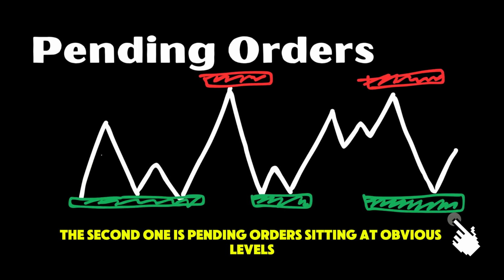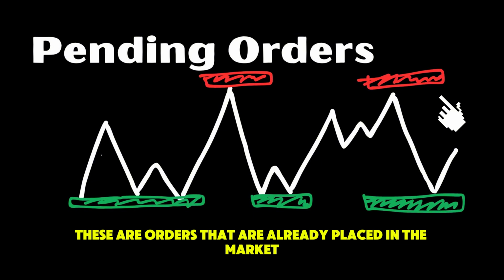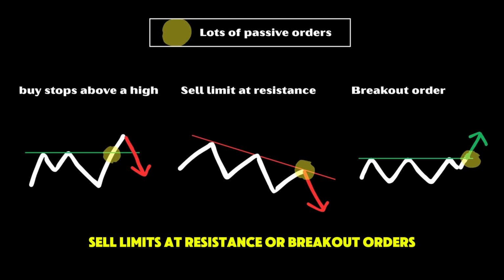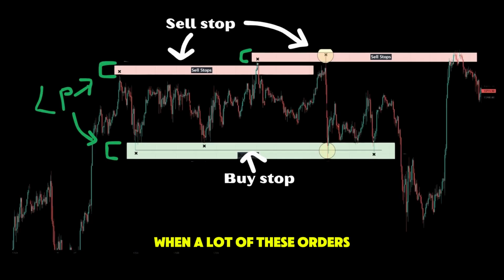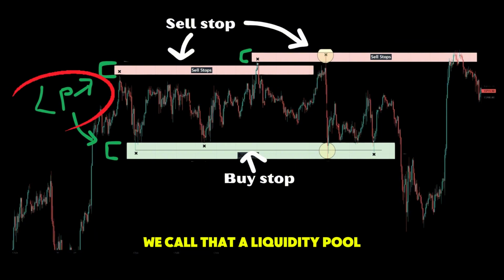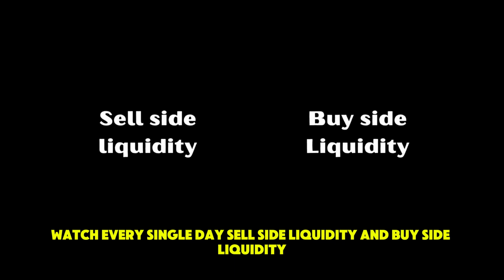The second one is pending orders sitting at obvious levels. These are orders that are already placed in the market but haven't been filled yet, like buy stops above a high, sell limits at resistance or breakout orders. They are just waiting for price to reach them. When a lot of these orders, both stop losses and pending orders, are clustered together in an area, we call that a liquidity pool. There are two main types of liquidity pools that professional traders watch every single day: sell side liquidity and buy side liquidity.